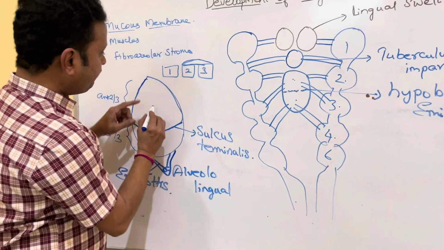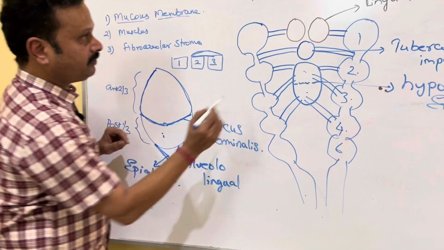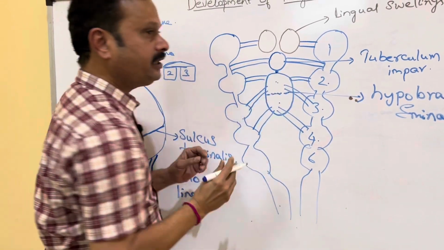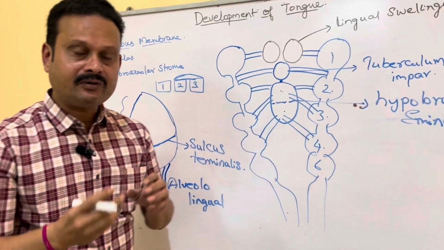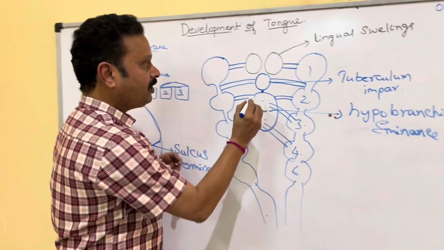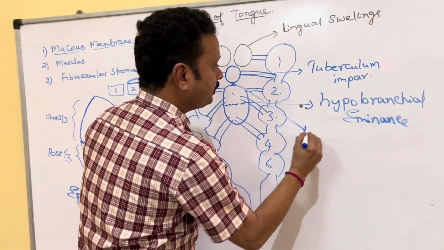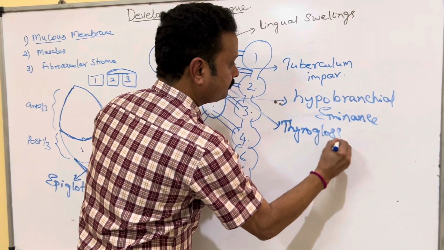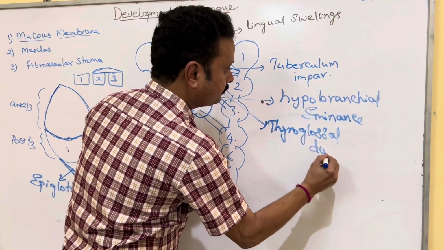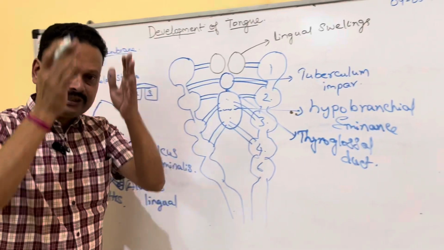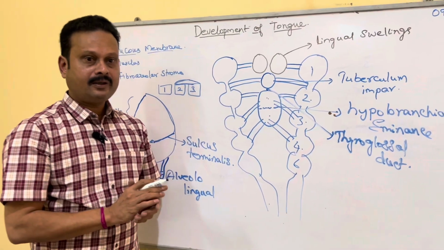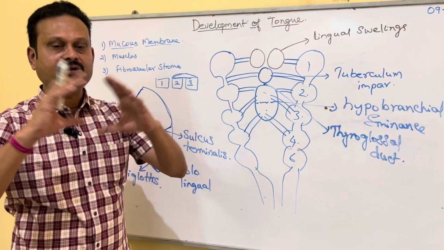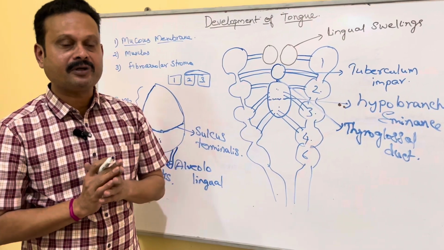And in between this anterior two-thirds and posterior one-third, you find a median thyroid diverticulum arising in the form of the thyroglossal duct, which descends downwards, and on reaching the appropriate level it proliferates to form the thyroid gland proper.